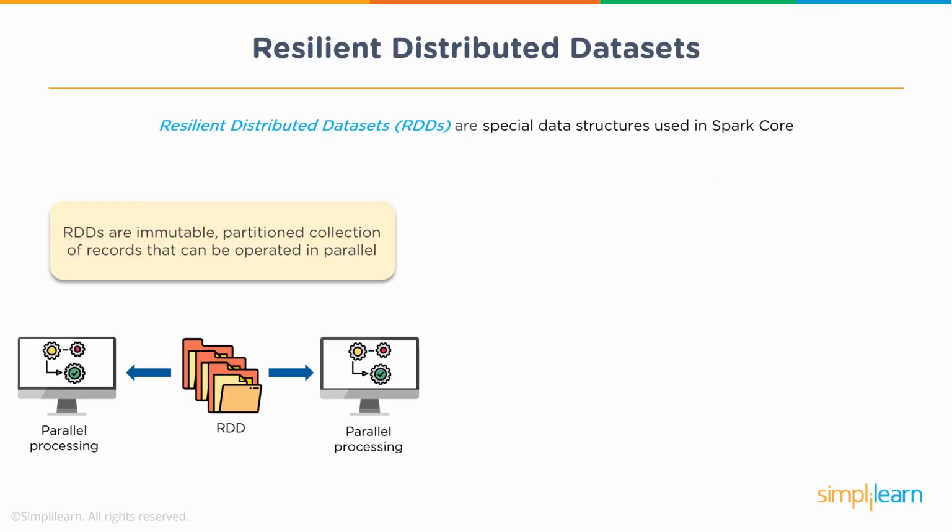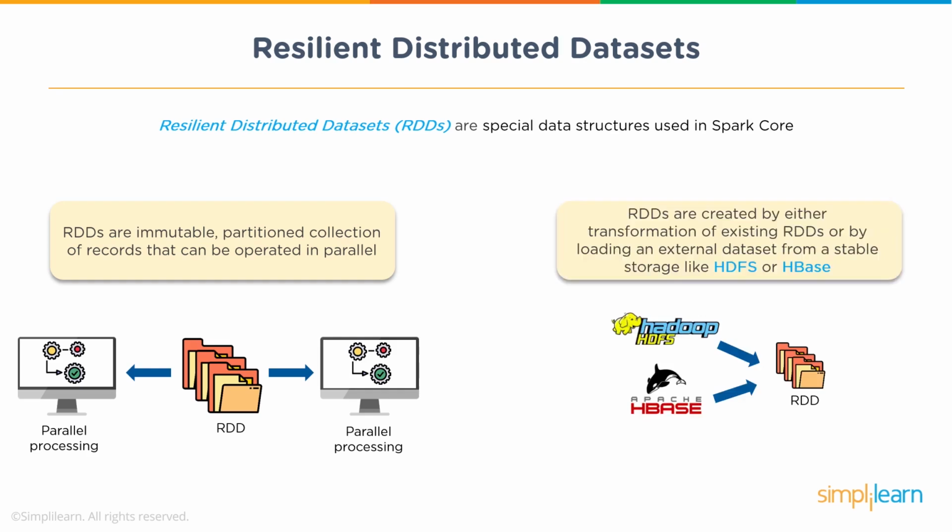Now this is where the concept of RDDs comes into the picture. Now as I explained just a few minutes back, your RDDs are the building blocks. They are the special data structures used in Spark. They are immutable. They are partitioned collections of records that can be operated on in parallel. So it supports parallel processing, and it also supports distributed processing using memory across your different nodes. Your RDDs are basically created by transformation of existing RDDs or by loading an external data set from storage.